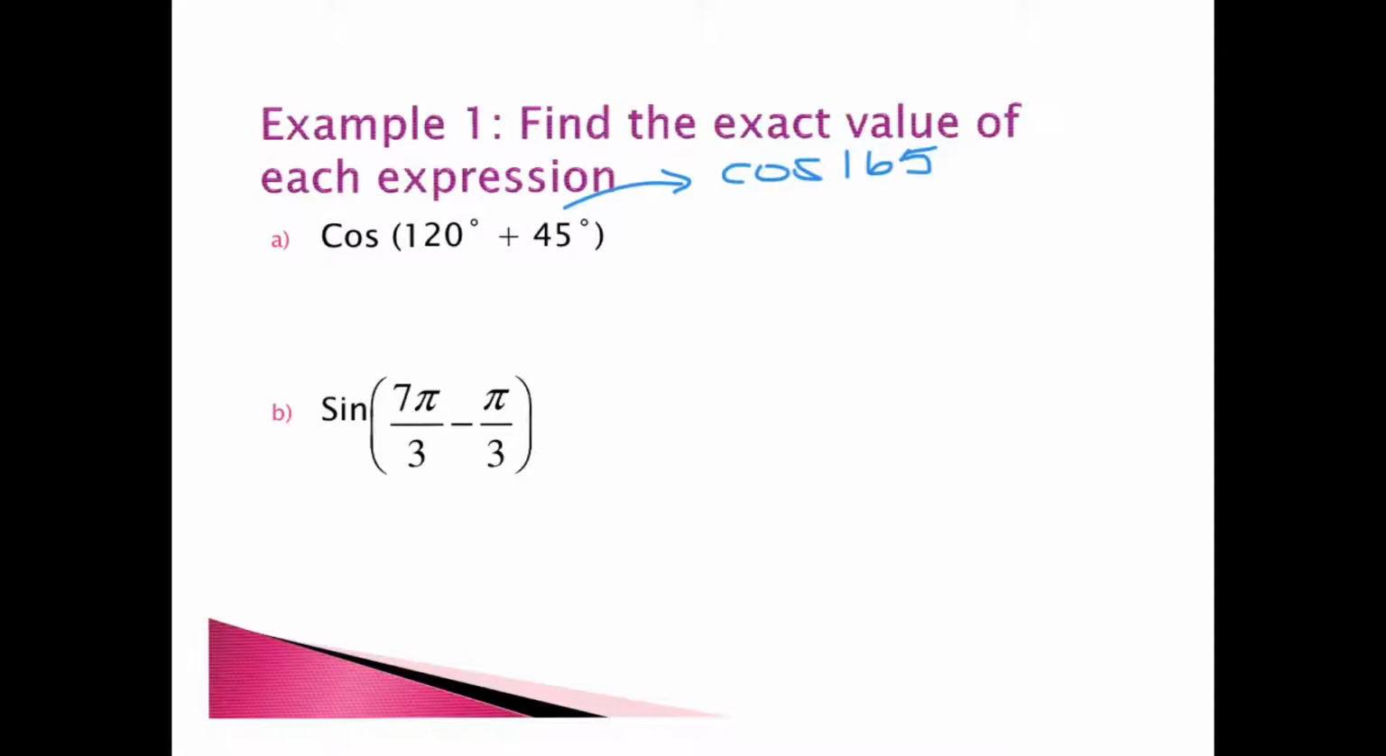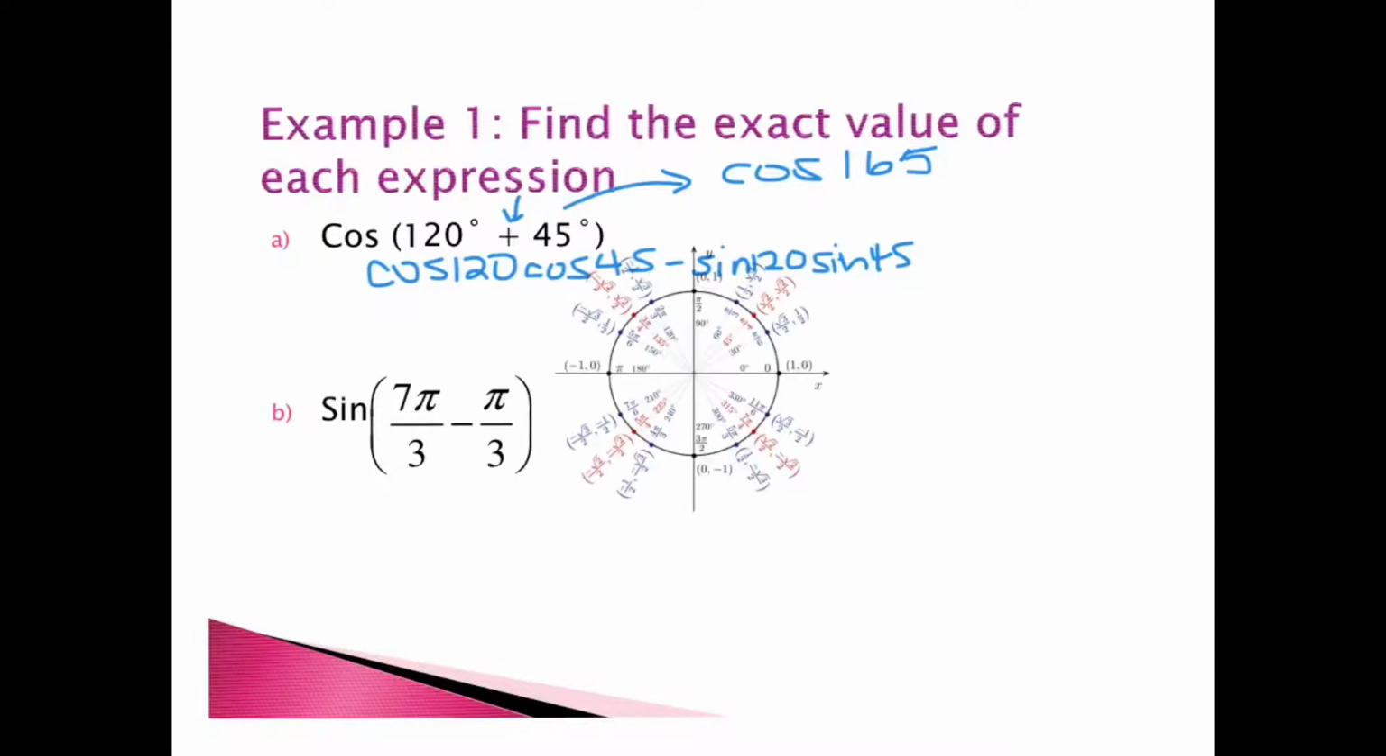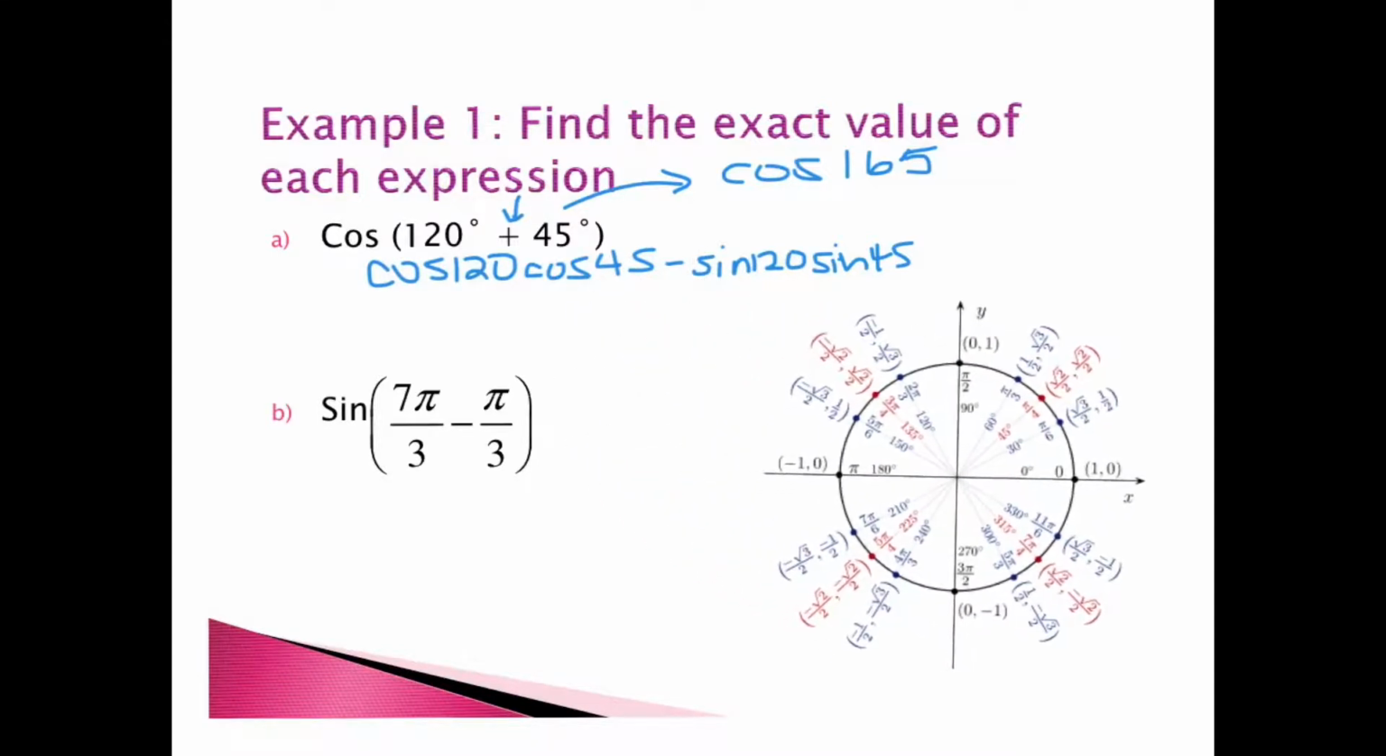Pattern is cosine, cosine, sine, sine. And we change the sign in the middle. So I would do cosine of 120 times the cosine of 45 minus the sine of 120 times the sine of 45. And then we would go to our unit circle. So I'm going to pull one in so we can have it right in front of us. And I would look at the angle that's at 45 and 120.